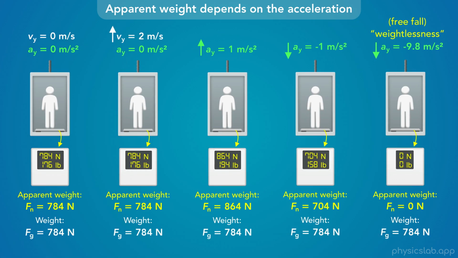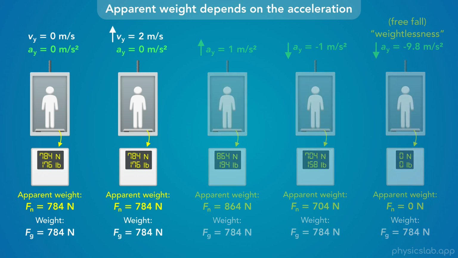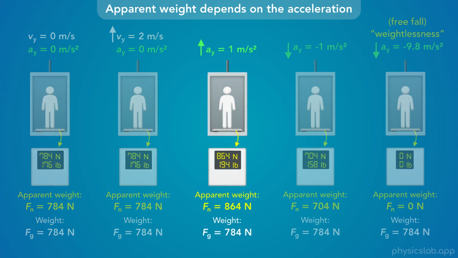So to recap, an object's apparent weight is the normal force acting on it, so it depends on the vertical acceleration of the object. If the acceleration is 0, the apparent weight is equal to the actual weight, even if it's moving at some constant velocity up or down. If the object is accelerating upwards, the apparent weight must be greater. And if it's accelerating downwards, the apparent weight must be smaller. And if an object is accelerating downwards at g, 9.8 meters per second squared, the object is in free fall, so it has no normal force, no apparent weight, and we say the object is experiencing weightlessness.